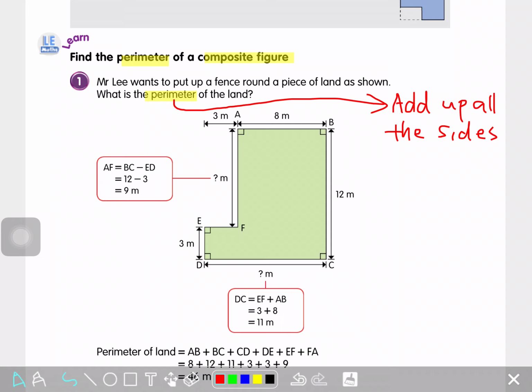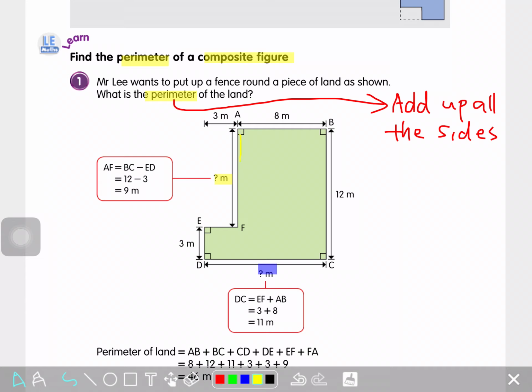Okay, so we see they have given us some of the sides. They've given us AB as 8, BC as 12, ED as 3, EF as 3. But there are two sides that are unknown. Here, AF is unknown, and here, DC is also unknown. So before we can find the perimeter, we first need to find the unknown sides. Let's take a look at AF first. How do we find AF?